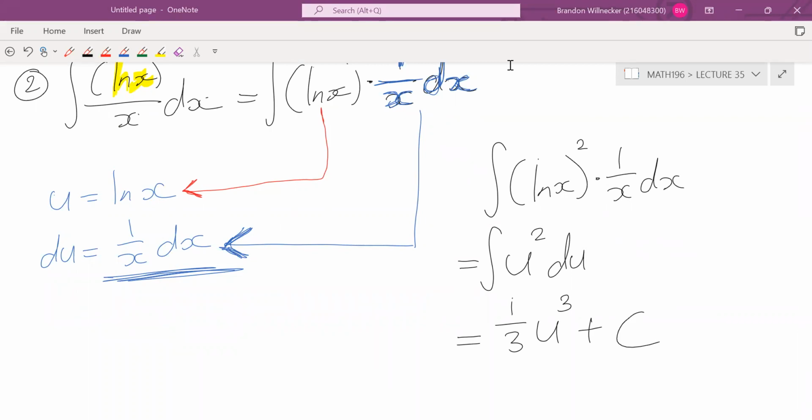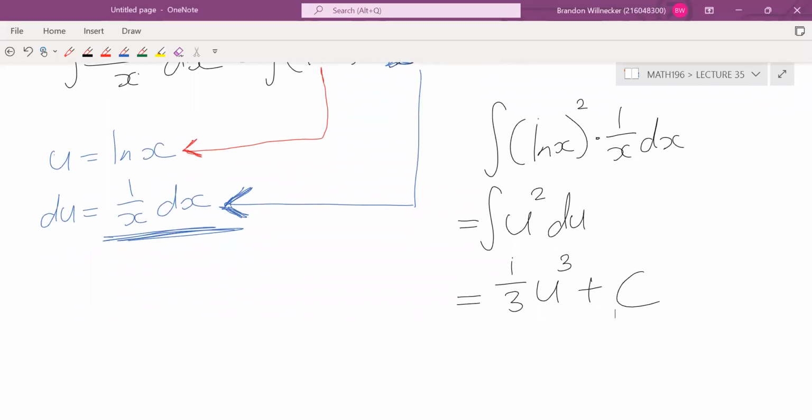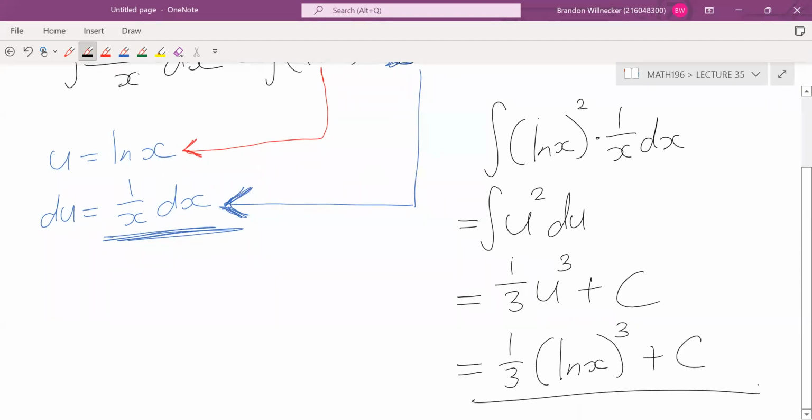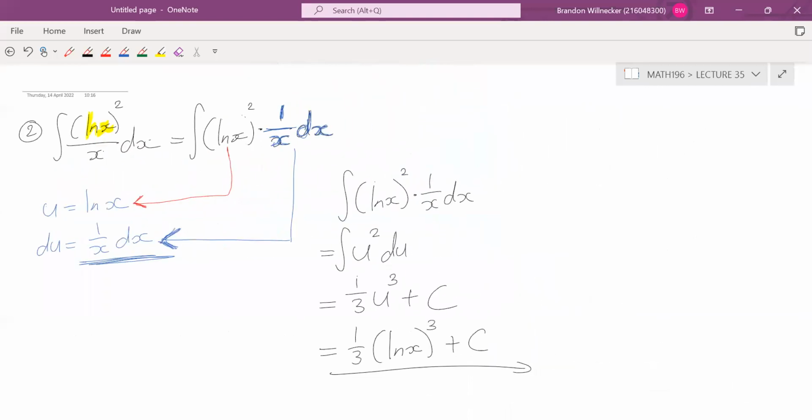Okay, but we're not done yet. Remember, this was just the middle step, evaluating in terms of u. We need to go back to what x was. So in this case, u was the natural log of x, so we just put that back. Okay, so everything's done because we're back in terms of x.